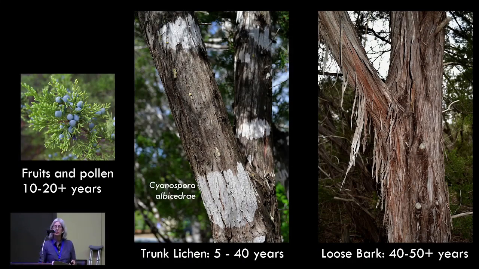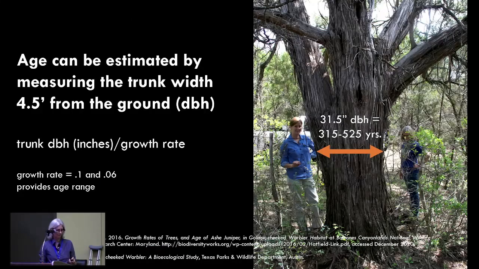If you see the trunk lichen on the bark, which, what's it called? It's Cyanospora albicedra. If that is growing on the bark, the trunk, or like the very base of the bush ones, then they'll be 5 to 40 years old. After about 40 years, that goes away and the bark starts to shred. And so if you have shredding bark, it's at least 40 to 50 years old.